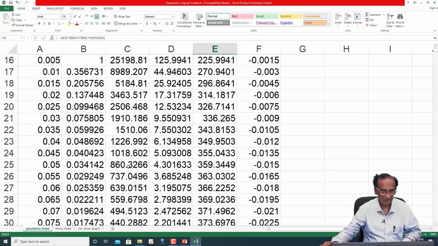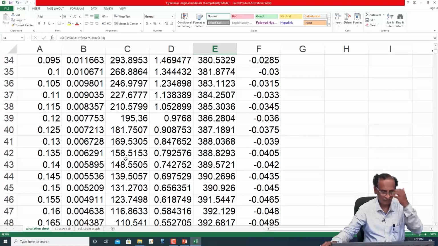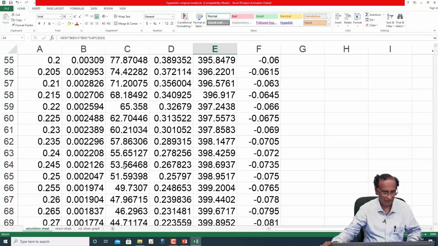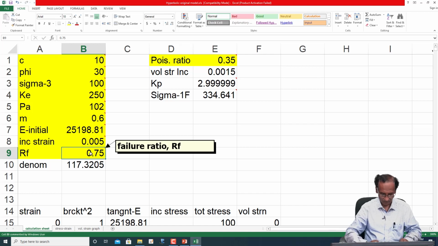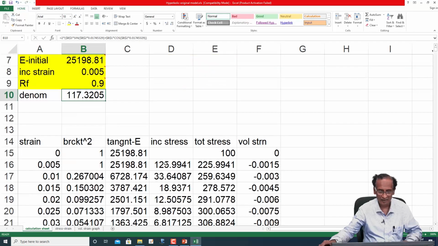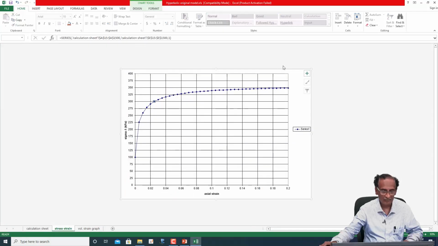It is always some value. See, the tangent modulus, even at very large strain, is not 0, and because of that you will get some increase in the shear stress. And let me just increase it to 0.9 just for illustration. So here we will see that the slope will reduce.